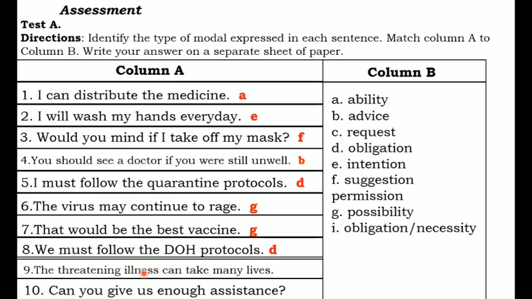Number 9, the threatening illness can take many lives. The answer is letter A, that is ability. And number 10, can you give us enough assistance? The answer is letter C, that is a request.